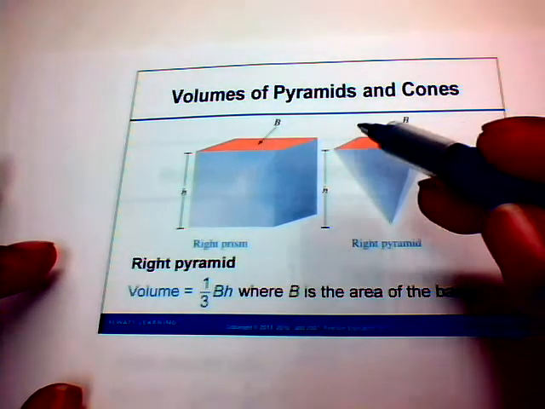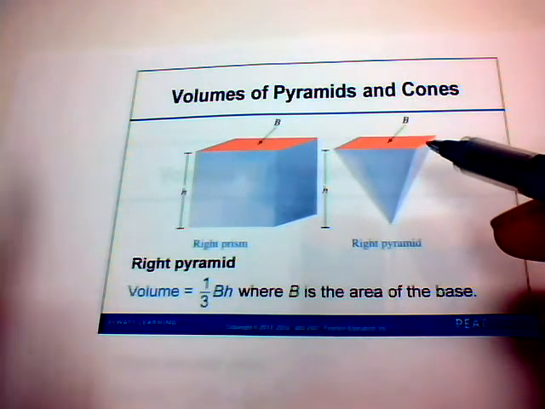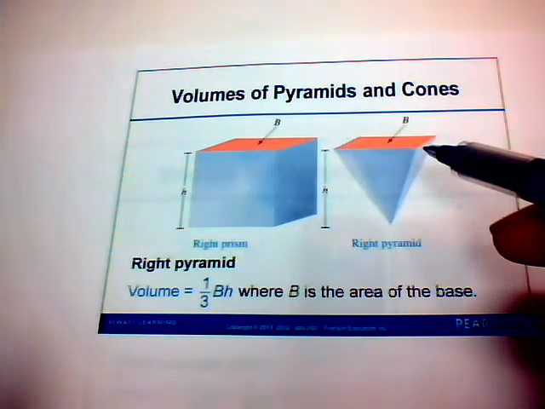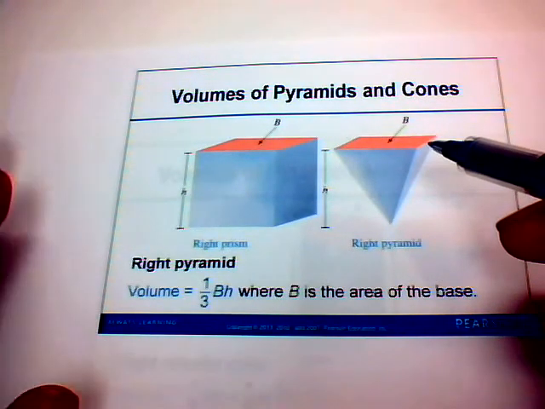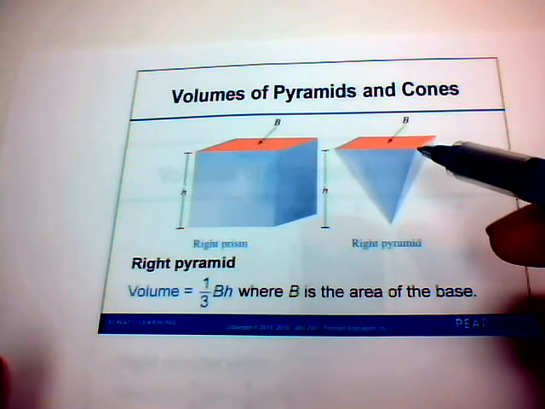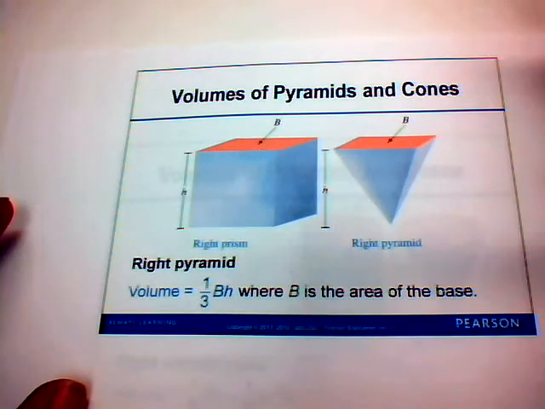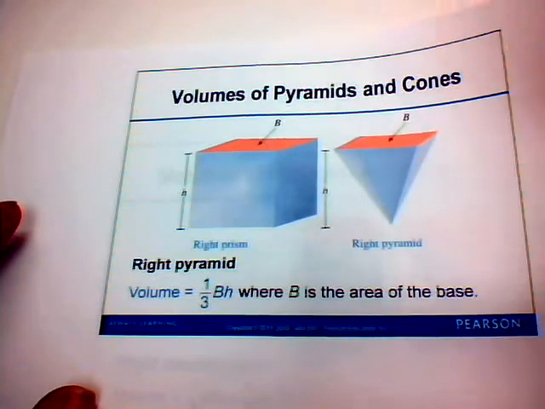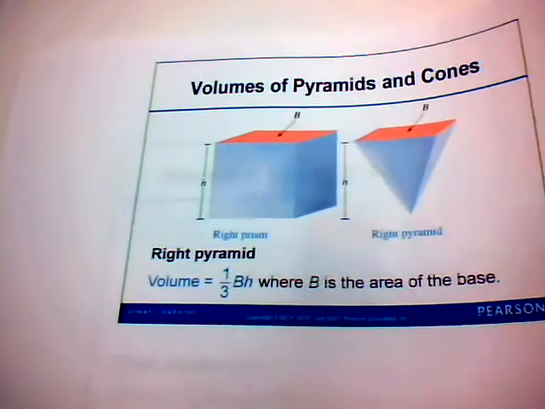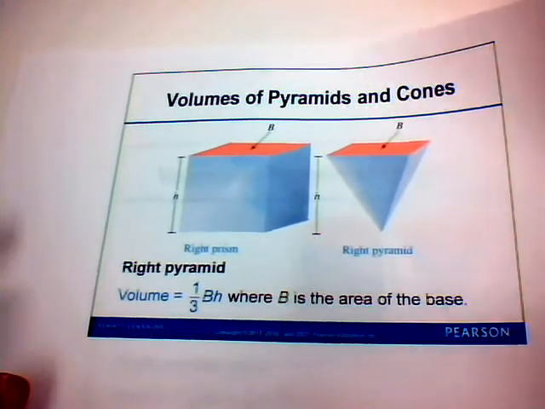If it's a square, then you have to use the formula for finding the area of a square. If it's a triangle, you have to use the formula for finding the area of a triangle, which is, of course, area is equal to 1/2 the base times the height. So you want to pay close attention to whatever base you're given in that right pyramid.